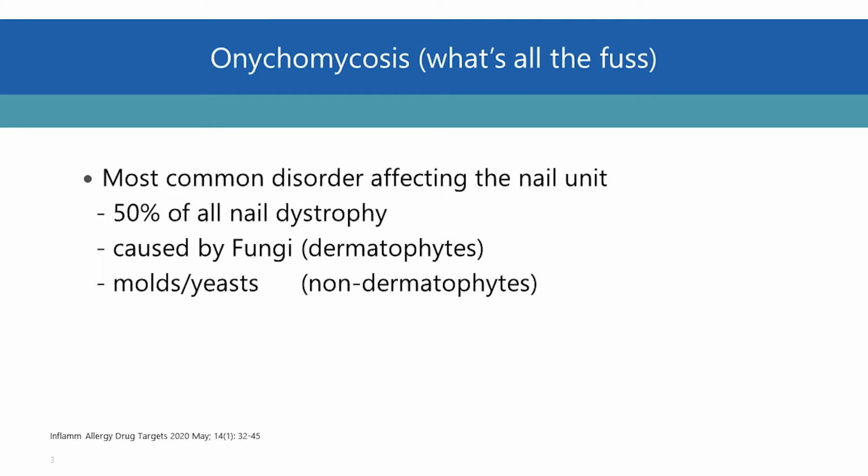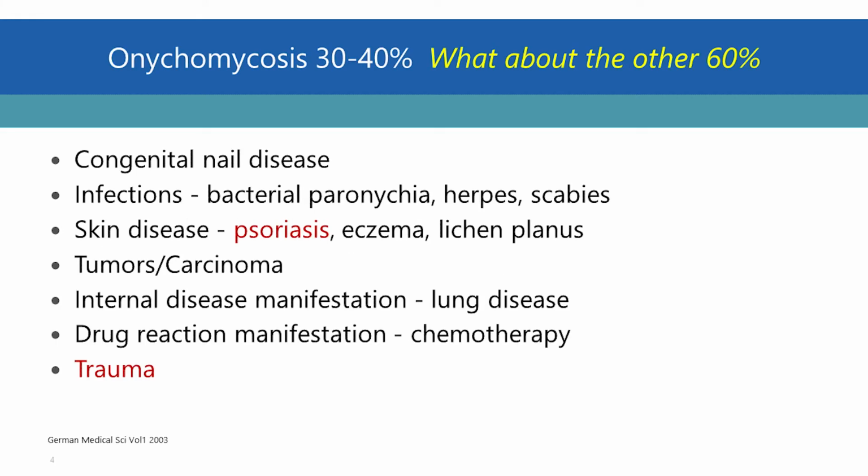So, onychomycosis, what's all the fuss about? Well, you can't discuss onychodystrophy without discussing onychomycosis. Why? Onychomycosis is the most common disorder affecting the nail unit. 50% of all nail dystrophy is onychomycosis, caused by fungi, molds, and yeasts. Now, obviously, we understand that onychomycosis is not the only reason for onychodystrophy. This particular study noted a 30 to 40% causation related to onychomycosis, but what about the other 60%?